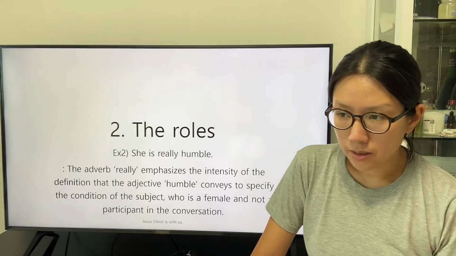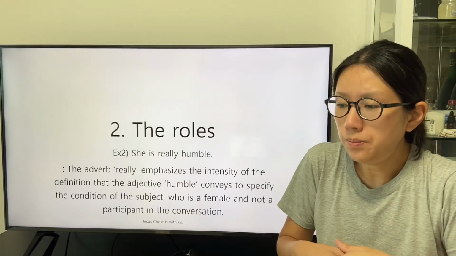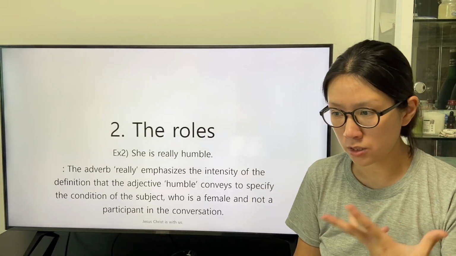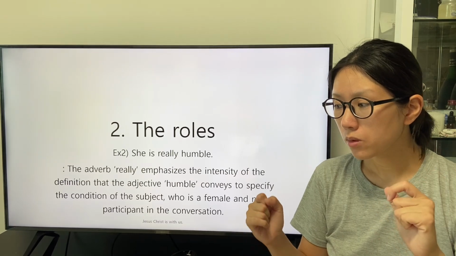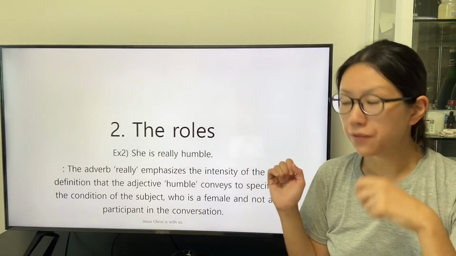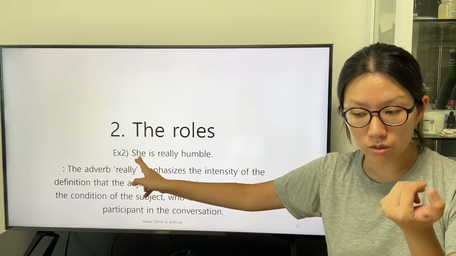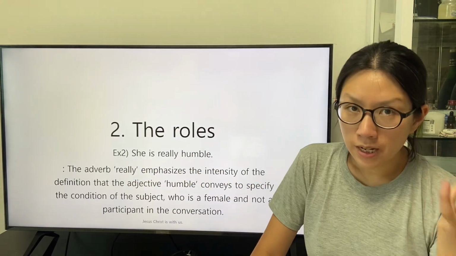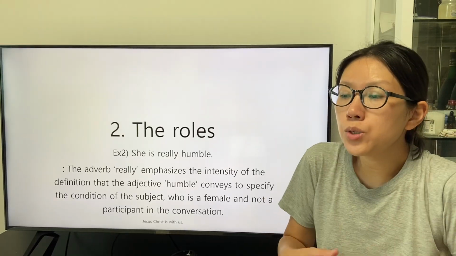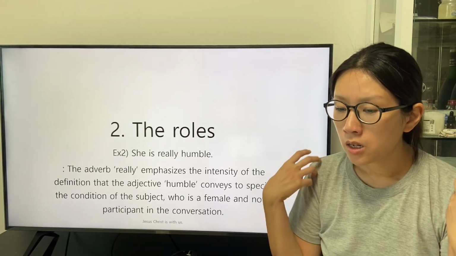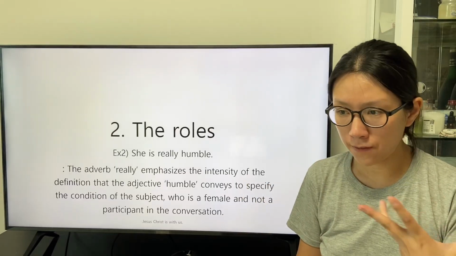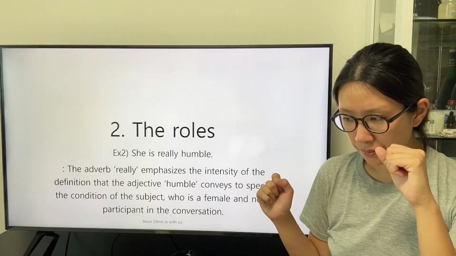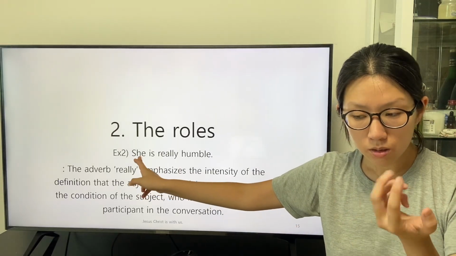We can understand that the speaker intends to reveal the emphasis of the speaker for the subject to be described by the adjective humble, in a way to reveal that the speaker is honest in describing the condition of the subject with the adjective humble.